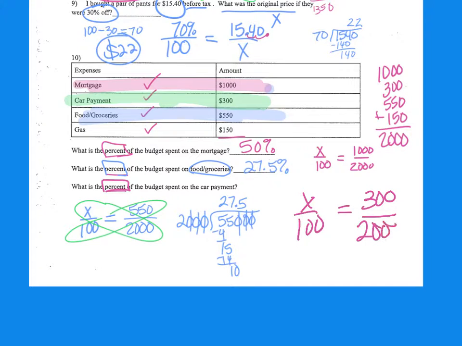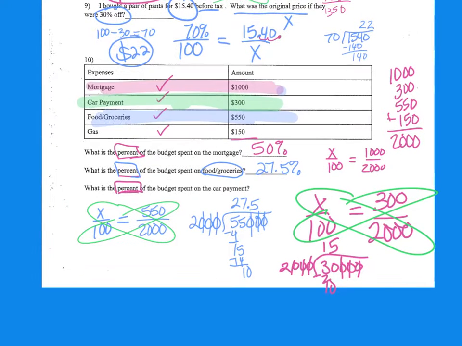Out of the total budget of $2,000. Same idea: cross multiply and divide, or we can even scale up. So 15%.